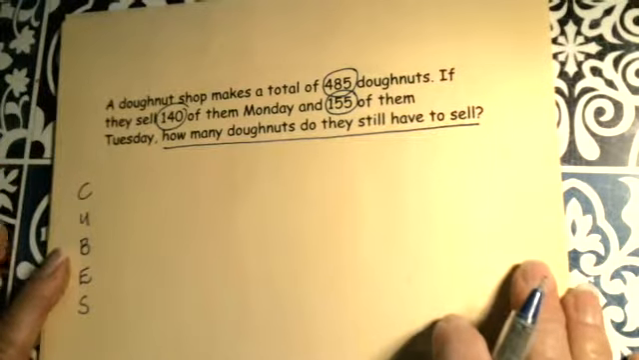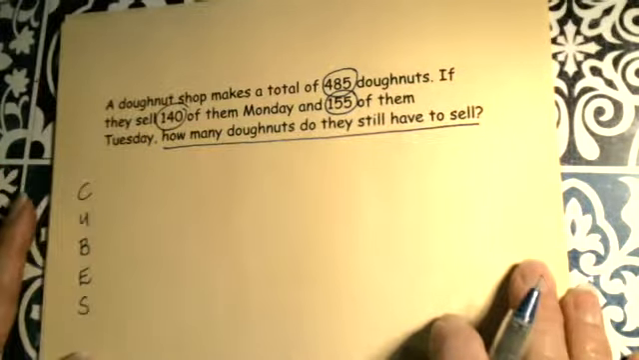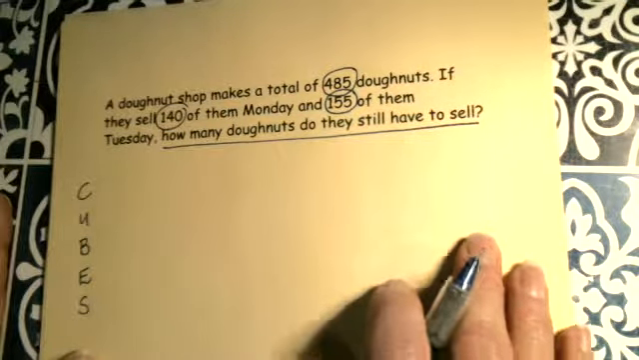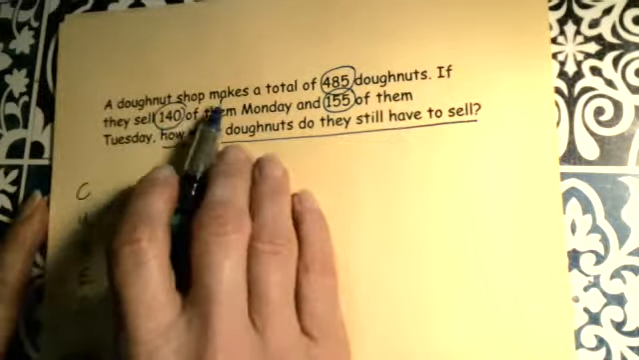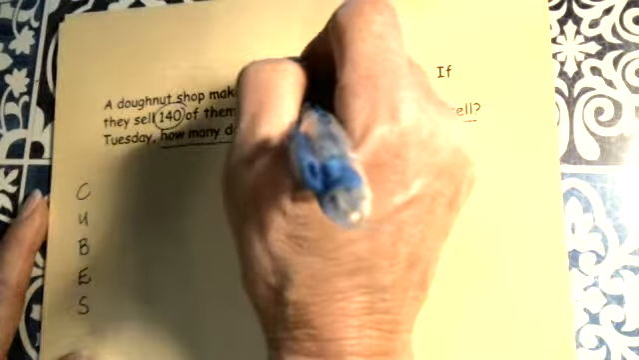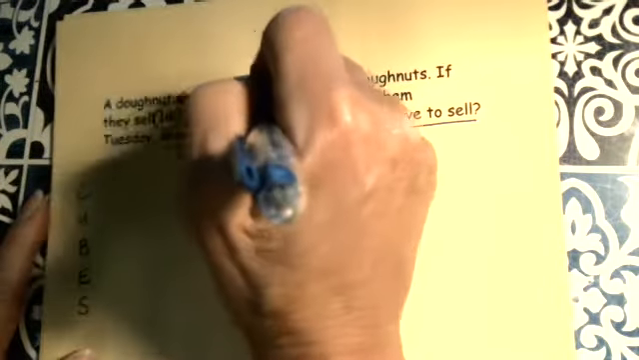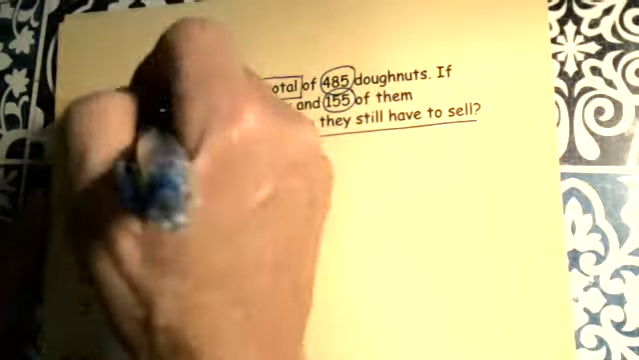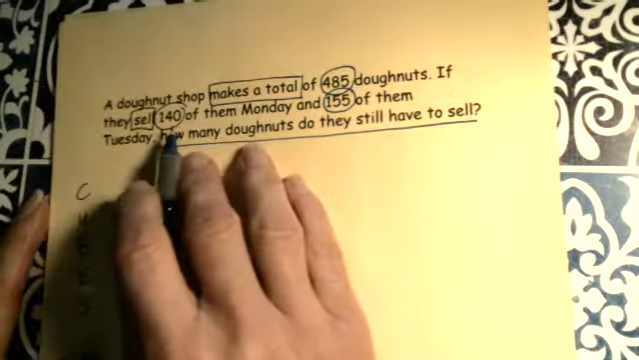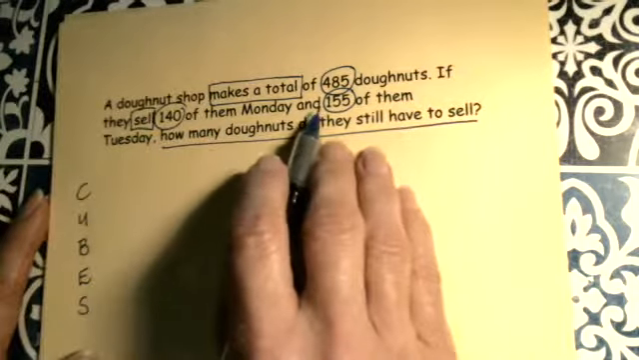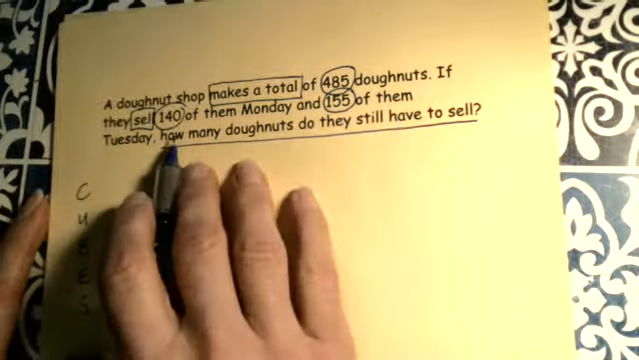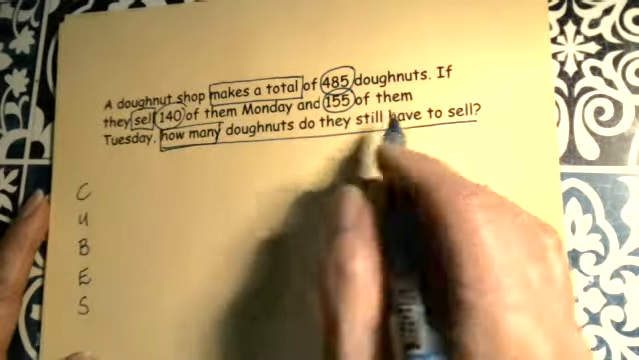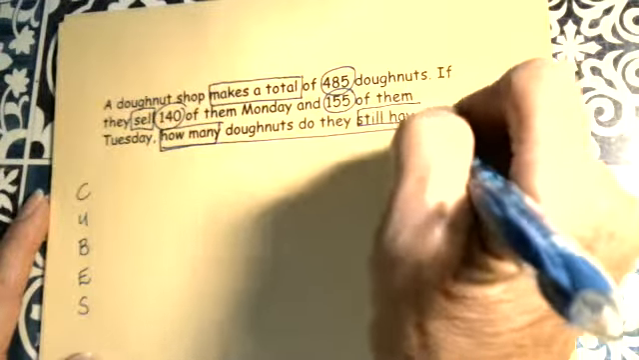The B stands for boxing the important words that will help me to solve the problem and help me to know which operations to use. A donut shop makes a total of 485 donuts. If they sell 140 of them Monday and 155 of them Tuesday, how many do they still have to sell?